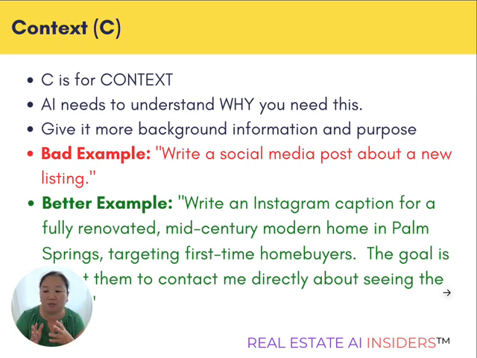So let's say a bad example would be: write a social media post about a new listing, right? That's not going to give you exactly what you're looking for. But a better example is: write an Instagram caption for a fully renovated mid-century modern home in Palm Springs, targeting first-time home buyers. And you can say the goal is for these people to contact you directly about seeing the property, right? So it's going to produce an output that will have a specific call to action to get people to reach out to you to see the property, right?